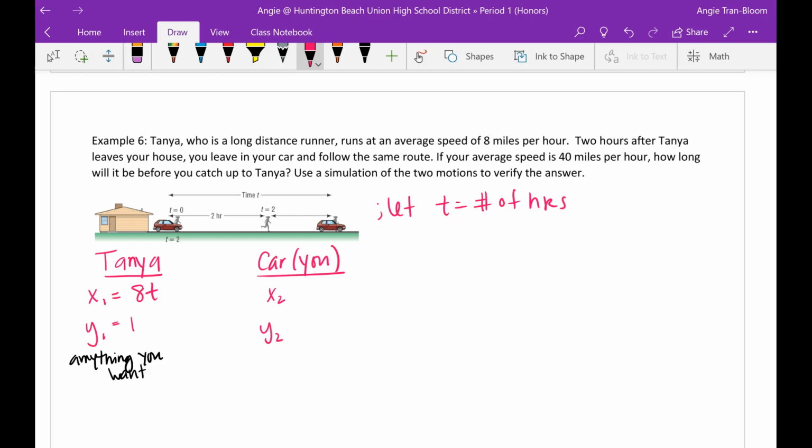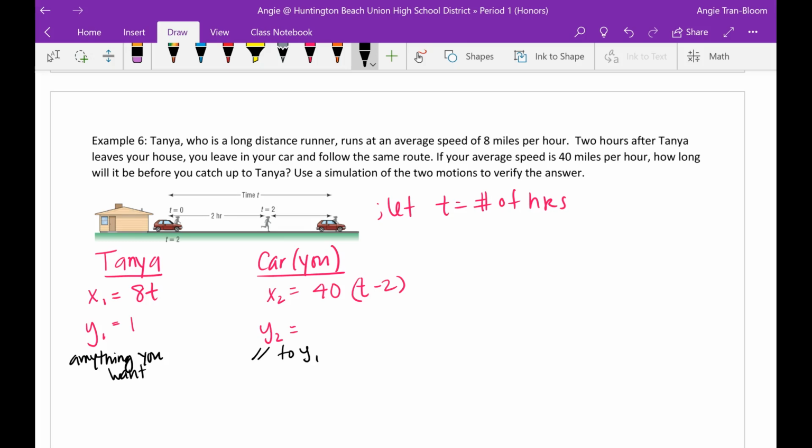Now, you in the car. If Tanya leaves now, it says here in the problem, 2 hours later. So 2 hours later means t minus 2. Then your speed is 40 miles per hour in the car. So x2 is 40 times t minus 2. Now y2, again, can be anything you want as long as it is parallel to y1. You can still even do 1.